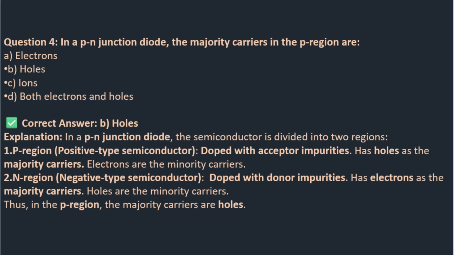Question 4. In a PN junction diode, the majority carriers in the P region are: Option A, electrons. Option B, holes. Option C, ions. Option D, both electrons and holes. Correct answer, B, holes. Explanation: in a PN junction diode, the P region is a positive type semiconductor doped with acceptor impurities.